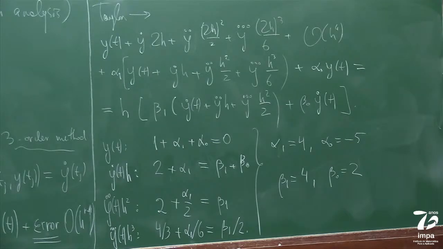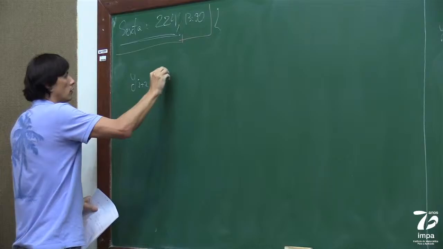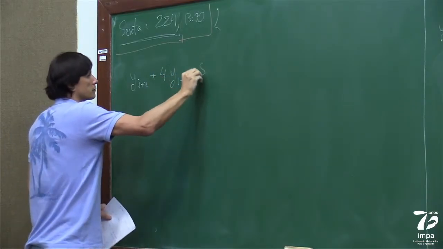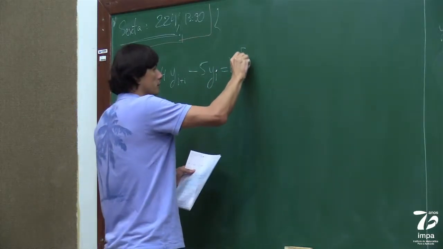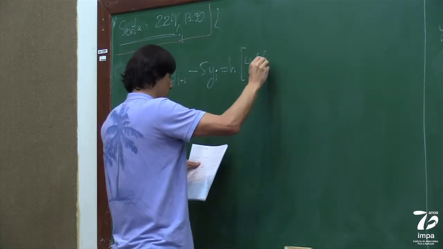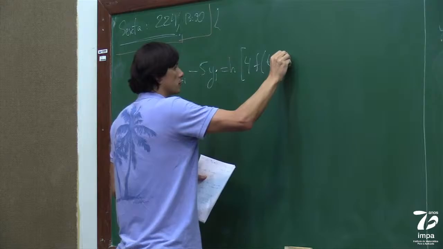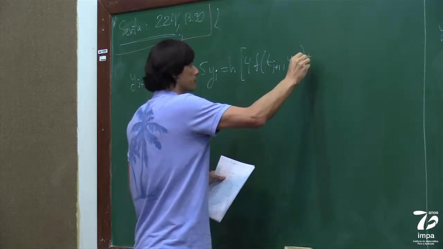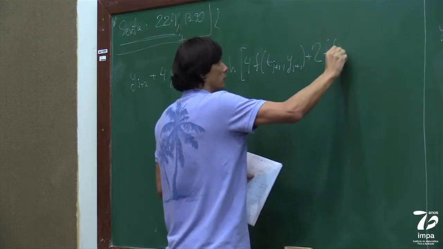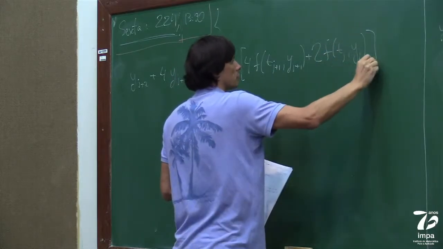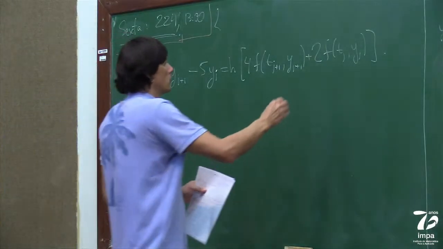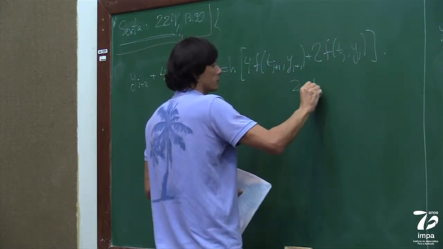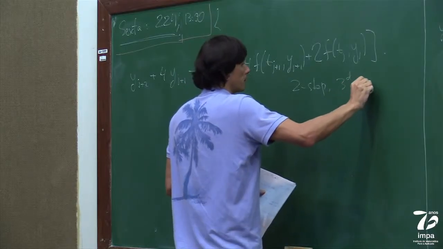So the method is y_{j+2} + 4y_{j+1} - 5y_j = h. Let's make it complete: f(t_{j+1}, y_{j+1}) + 2f(t_j, y_j). So this is the second order, two-step, third order scheme.